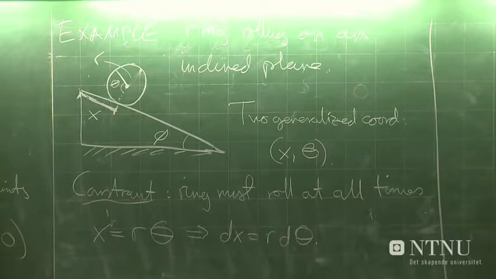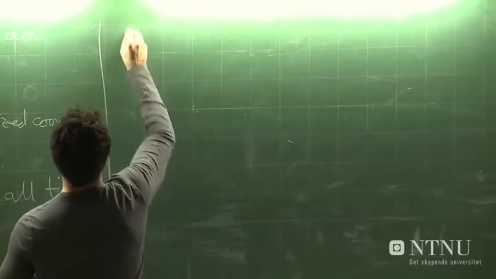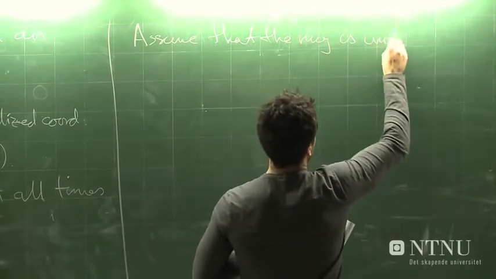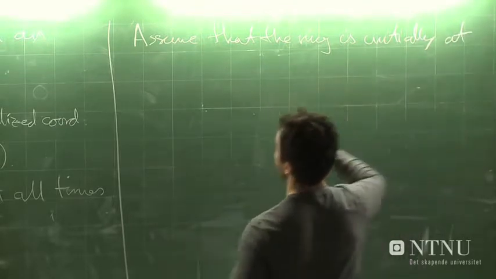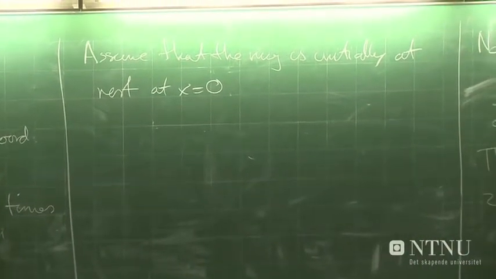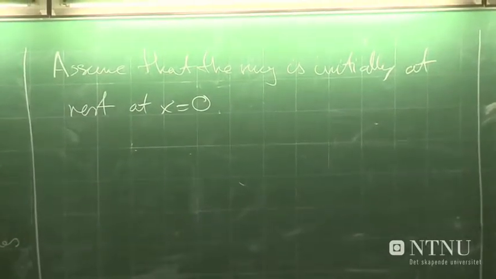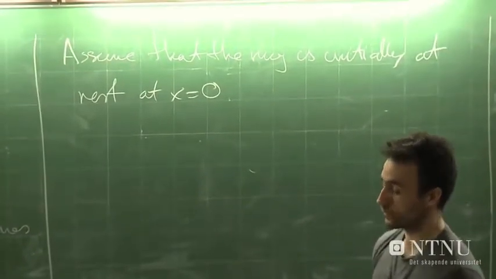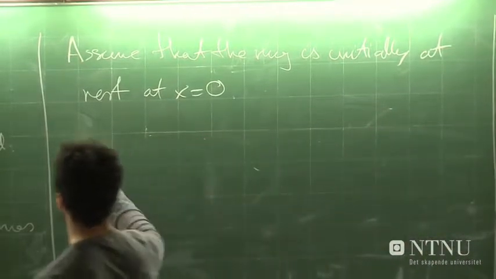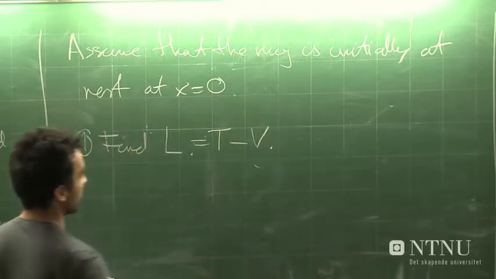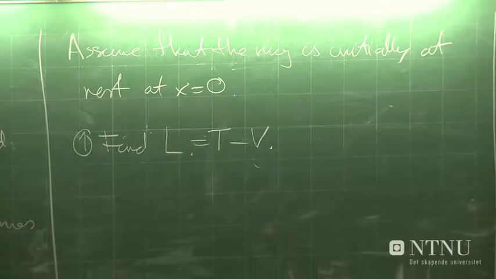Okay, so let's now make life a little bit easier for ourselves and assume that the ring is at rest to begin with. Zero start velocity. Neglecting friction, we have a conservative system. The gravitational force can be written as a gradient of a potential. So then we have to write down the Lagrangian. That's the first step. Find the Lagrangian. And for a conservative system, it's T minus V, kinetic energy minus potential energy. Let's start with T.